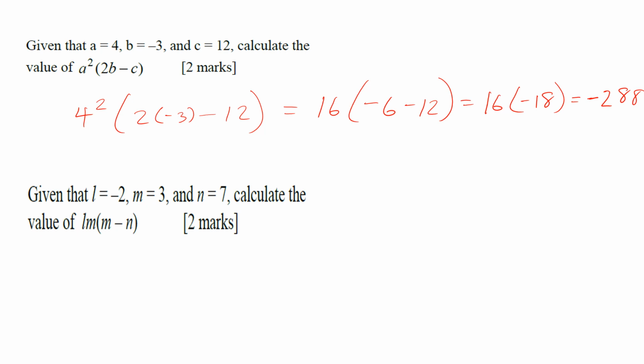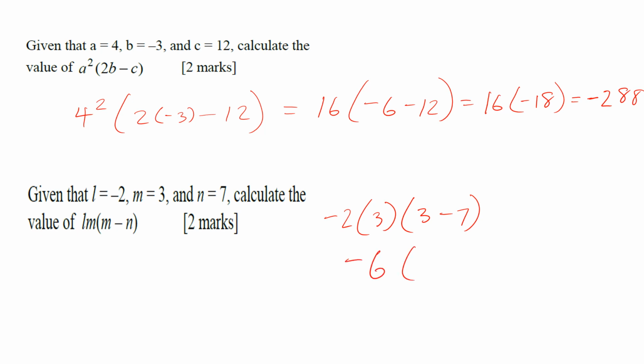Let's look at the question below, where we have L is equal to negative 2, M is equal to 3, and N is equal to 7. Now the expression is LM times, in parentheses now, M minus N. So let's substitute. L is negative 2, and M is 3. Then M again is 3, then we'll subtract that from N, which is 7.